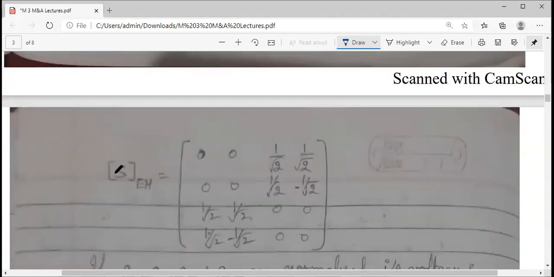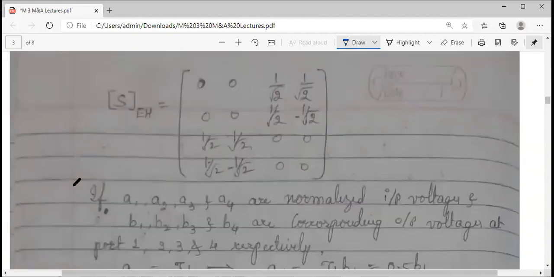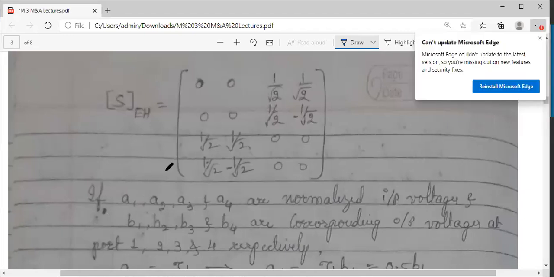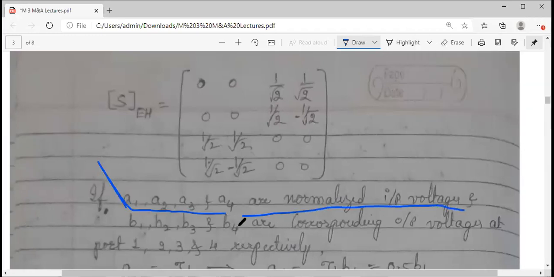So here I have written the S matrix for magic T. We have already derived this. Now, since it is a 4-port junction, a 4-port T junction, magic T, let me take 4 different input voltages and 4 different reflected waves. A1, A2, A3, A4 are the input voltages. B1, B2, B3, B4 are their corresponding reflections, which we will take as output voltages at those ports.